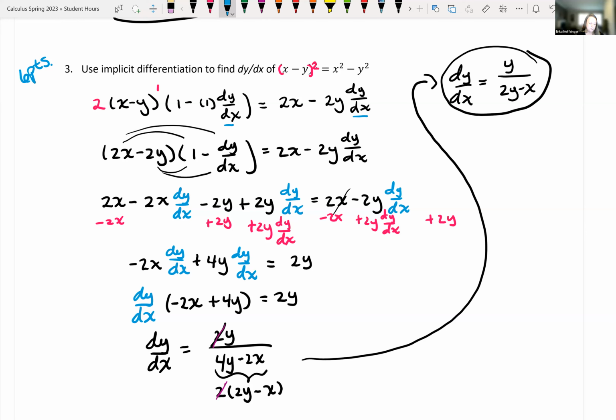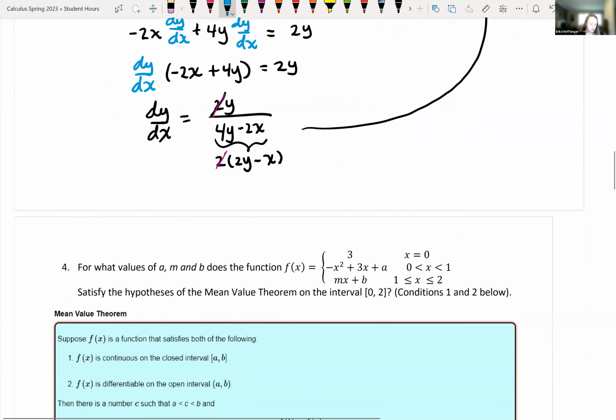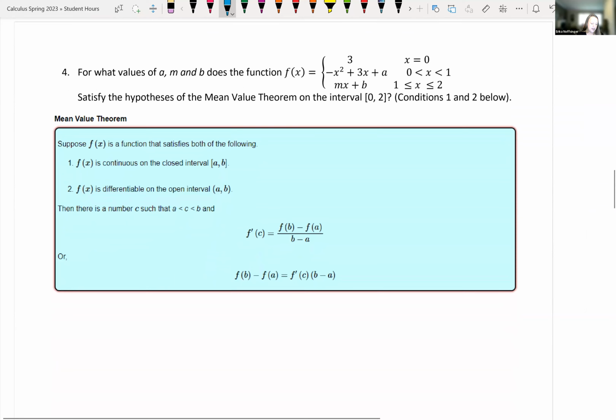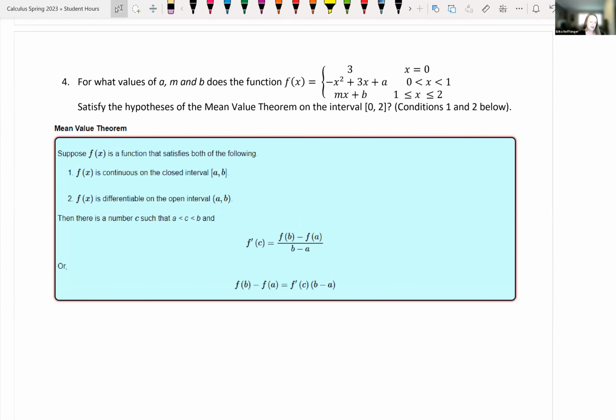Moving on to the next problem. Our next problem, number 4. So we have this piecewise function, and it says for what values a, m, and b does the function f(x) equal, our first equation is 3, when x is equal to 0. Our second equation is negative x squared plus 3x plus a, when 0 is less than x is less than 1. And our third equation is mx plus b, where 1 is less than or equal to x is less than or equal to 2.